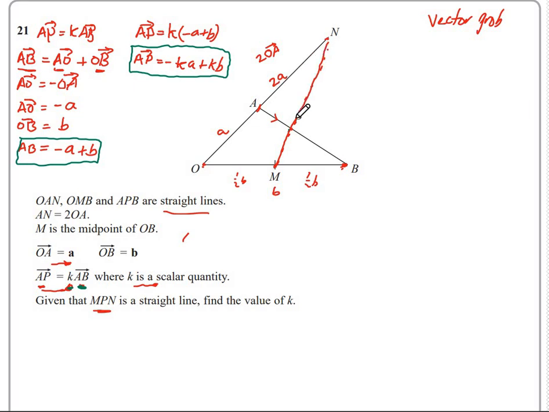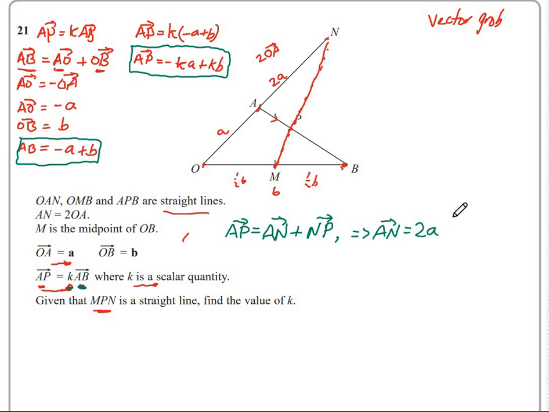So AP equals AN plus NP. Alright, now I know what AN is. I know what AN equals. Okay, AN equals 2A. AN equals 2A.